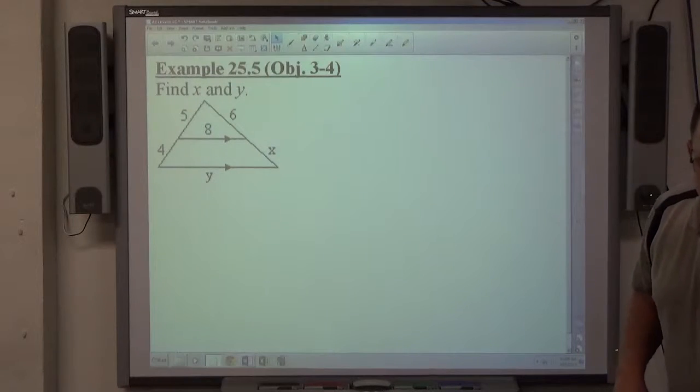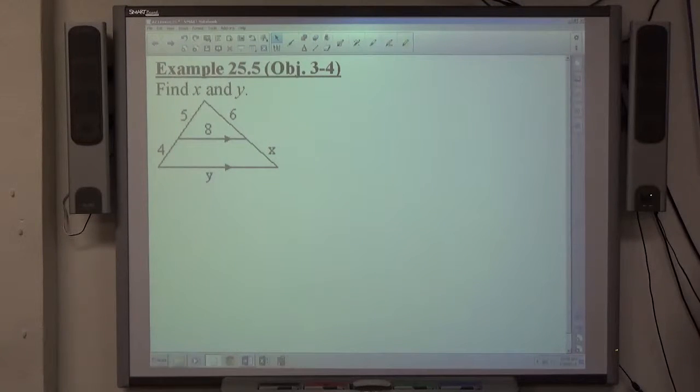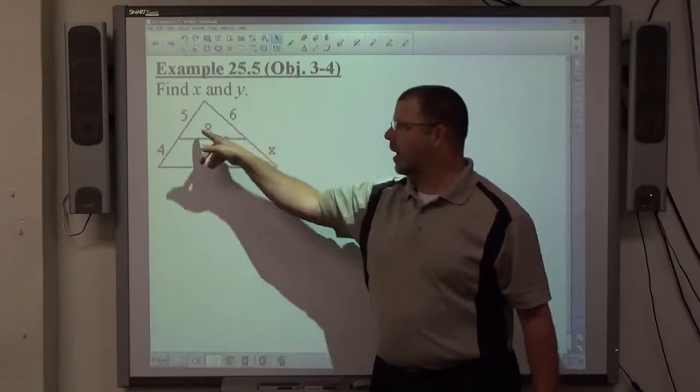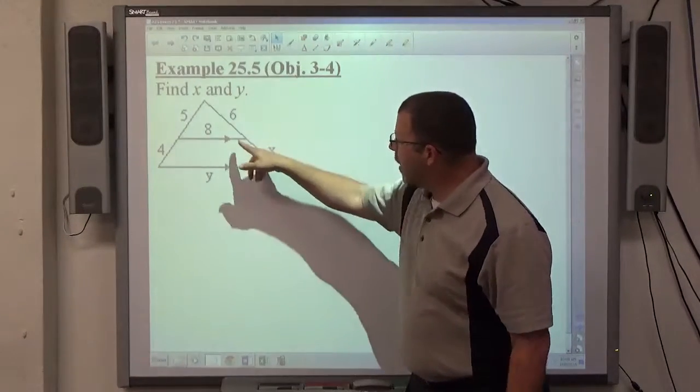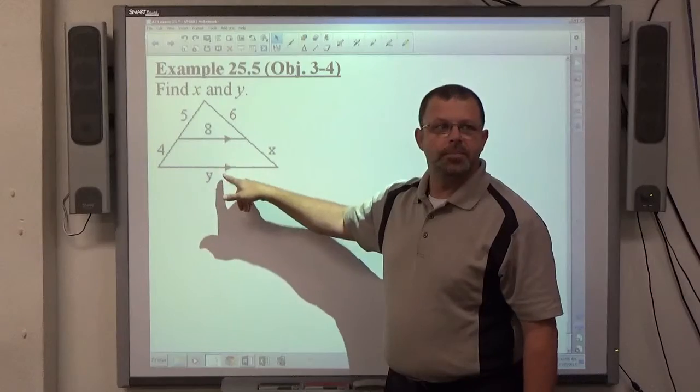Okay, looking at example 5, you hopefully recognize this. We saw the exact same picture for the most part in lesson 24. Difference though, in lesson 24 we had some equal angles marked. This one doesn't have equal angles marked. Alright? But they do have parallel lines being marked, right?